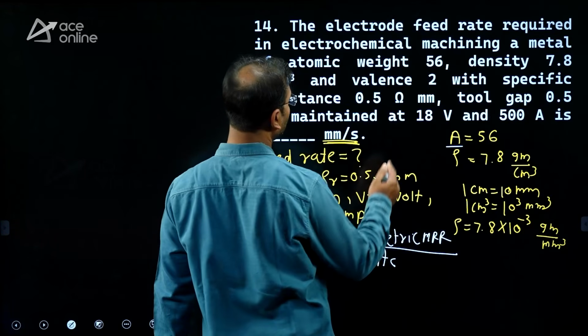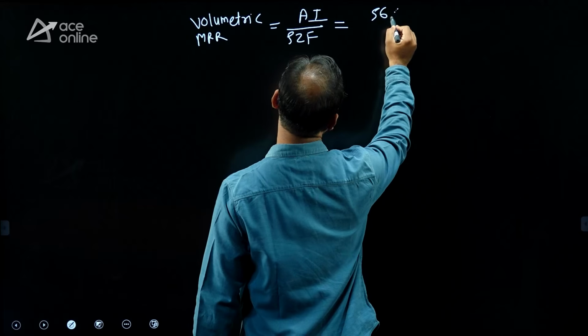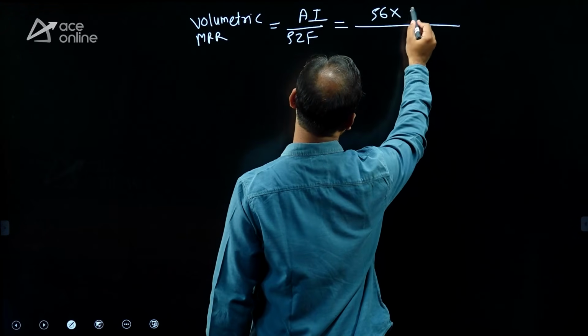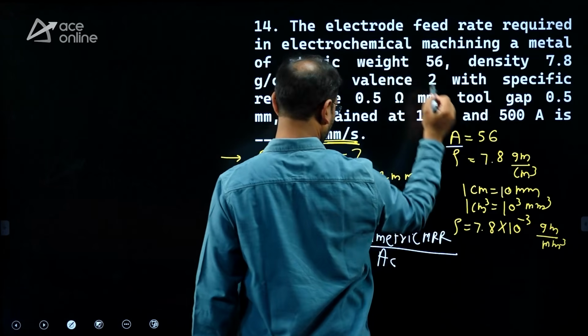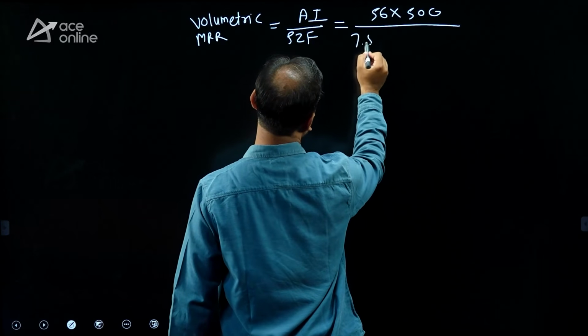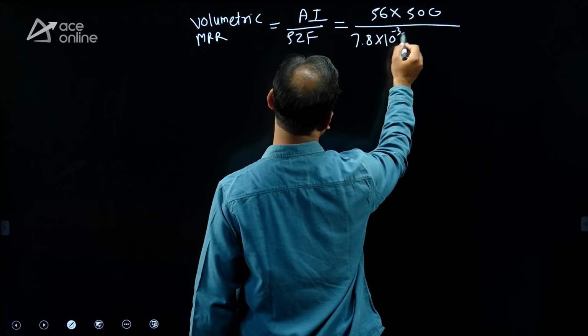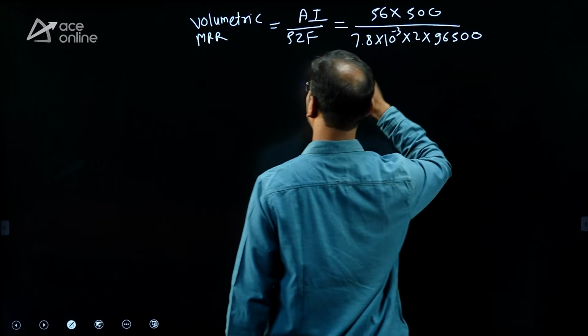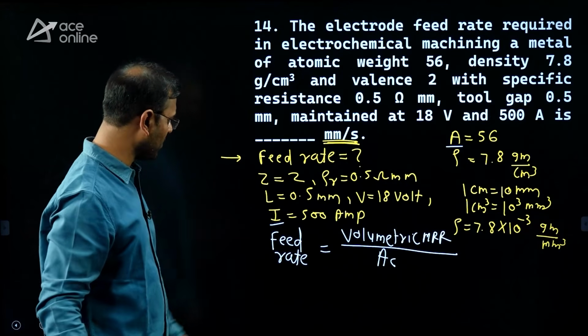Then I am putting all the values in. It is a little bit confusing for me here, but all the values we have. I is 500, rho is 7.8 into 10 raised to minus 3, Z is 2, and F is 96500. That value is given, so we have the volumetric MRR. Great, we have the volumetric MRR.